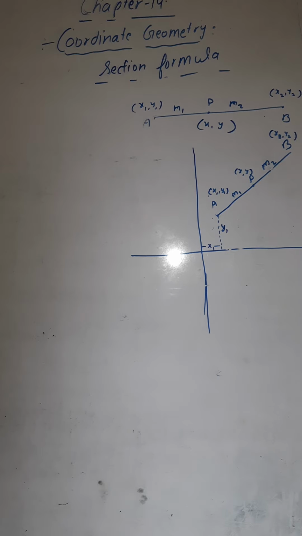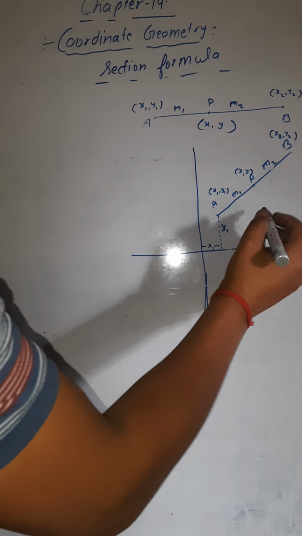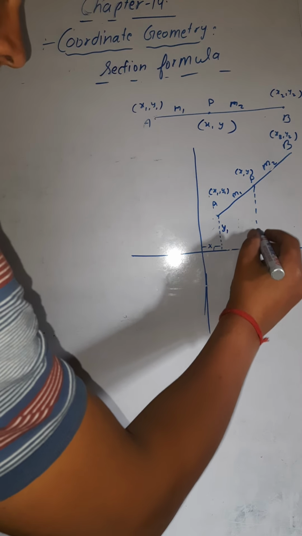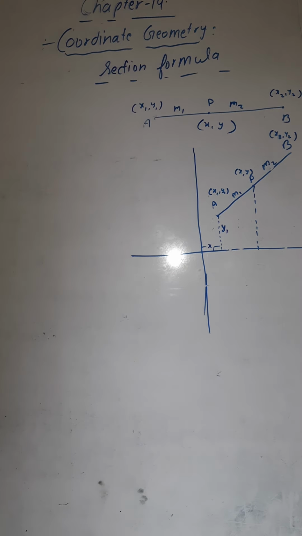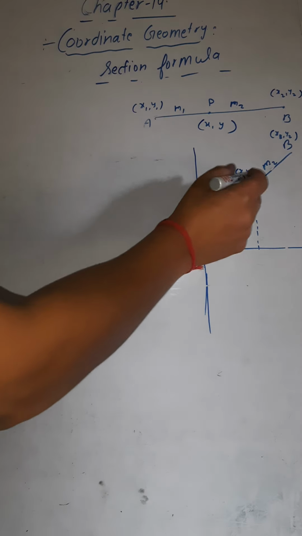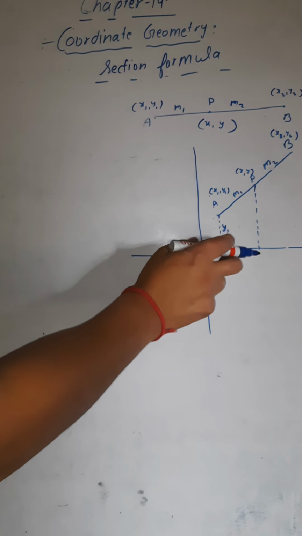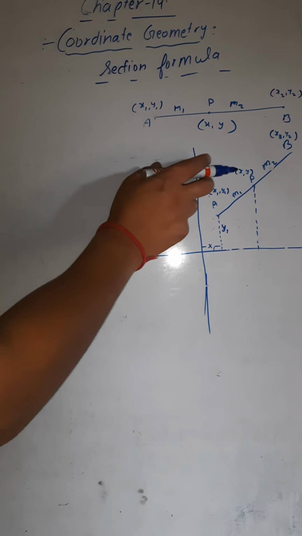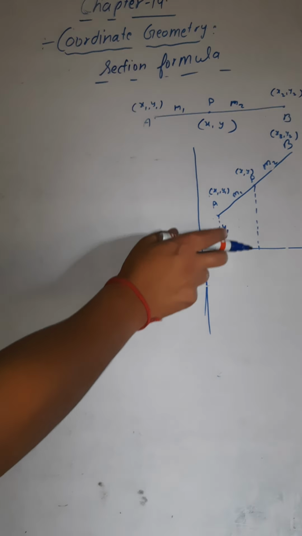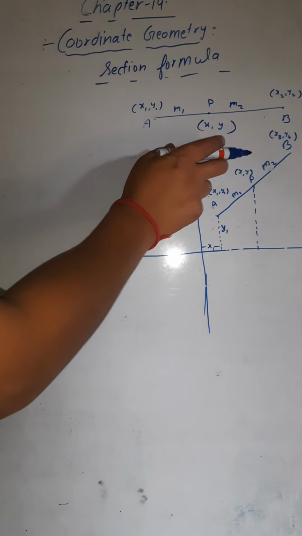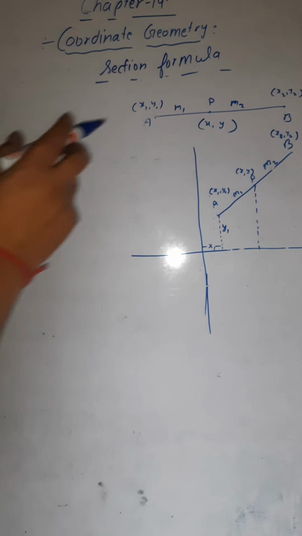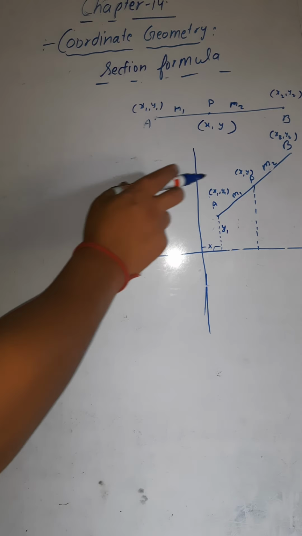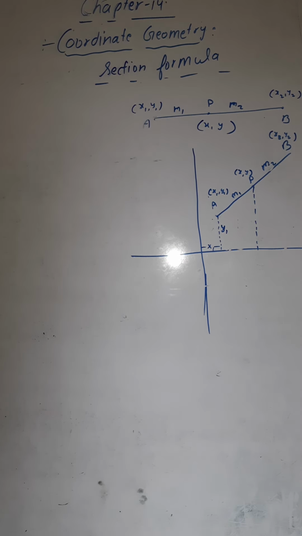Similarly, if I draw a line from point P parallel to the y-axis, can you tell me what this distance from P to here would be? Yes, y, because the coordinates of point P are x comma y. Distance from the x-axis is the y coordinate, and distance from the y-axis is the x coordinate. You have to remember this.